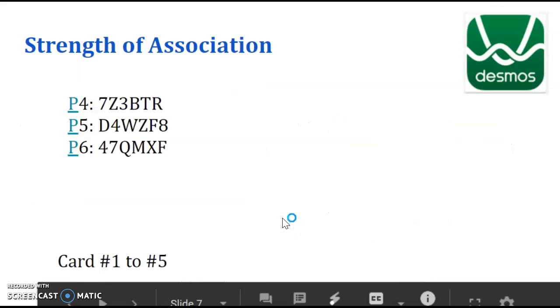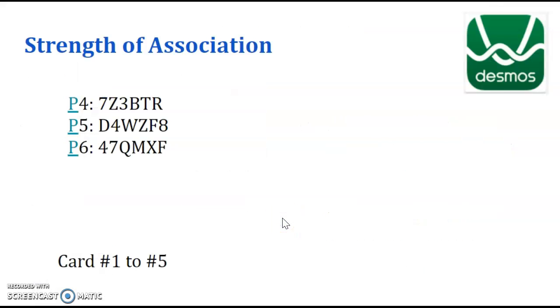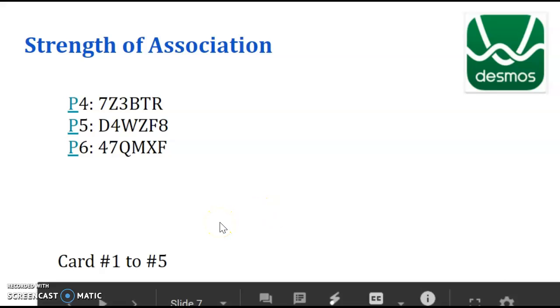So at this point, you're working on some Desmos activity. You're working on cards number 1 to 5 of the Desmos activity.